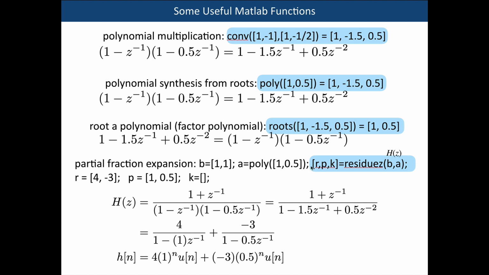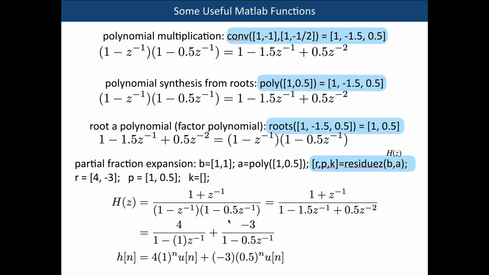And then when I pop this into the residue function, it does a partial fraction expansion for me, and it returns as the residues 4 and negative 3. 4 corresponding to the pole at z equals 1, and negative 3 corresponding to the pole at 0.5.